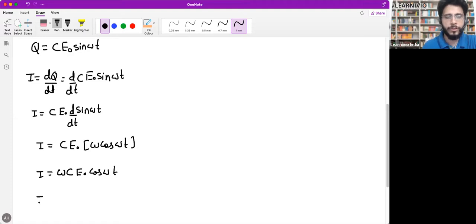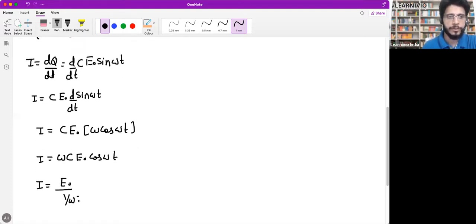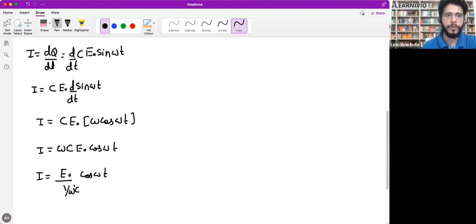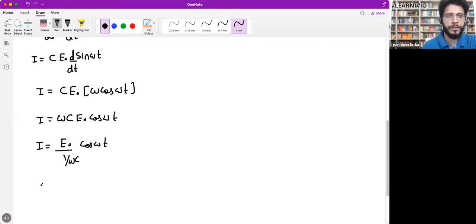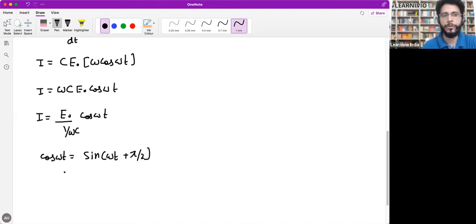See this omega C, you can write this as E naught divided by 1 by omega C, because this omega C will go to the numerator and you will get the same equation. It's cos omega t. So this E naught by 1 by omega C, now we'll get capacitive reactance. Just one thing. I can write this cos omega t in terms of sine as sine of omega t plus pi by 2 now. And substitute this value here.